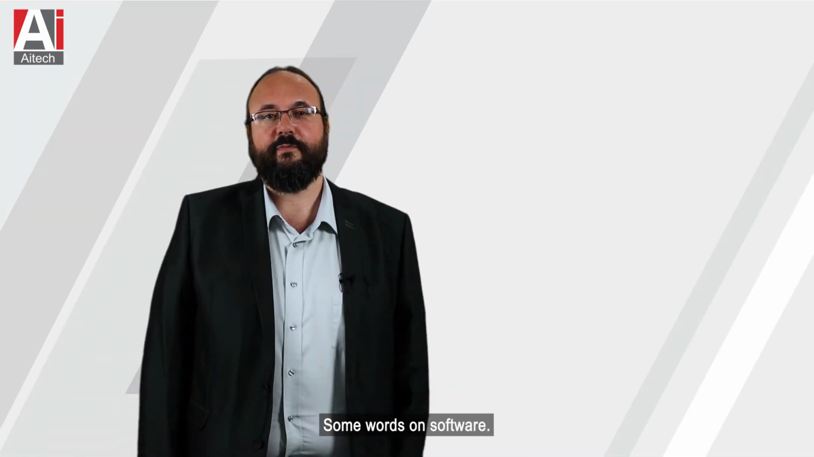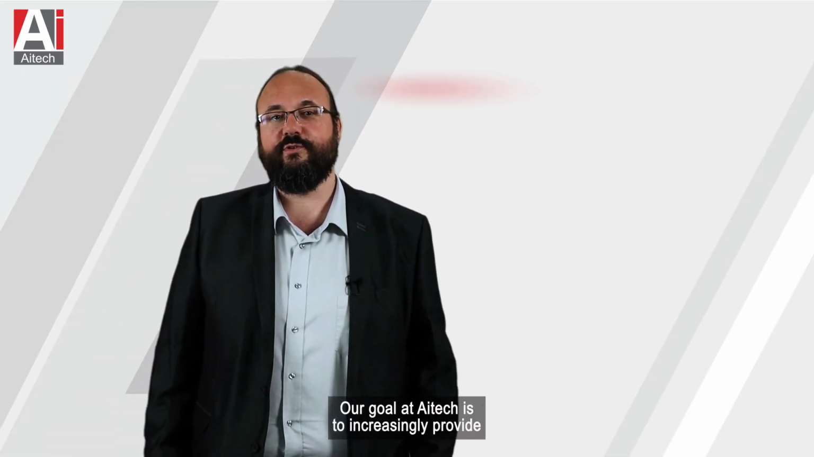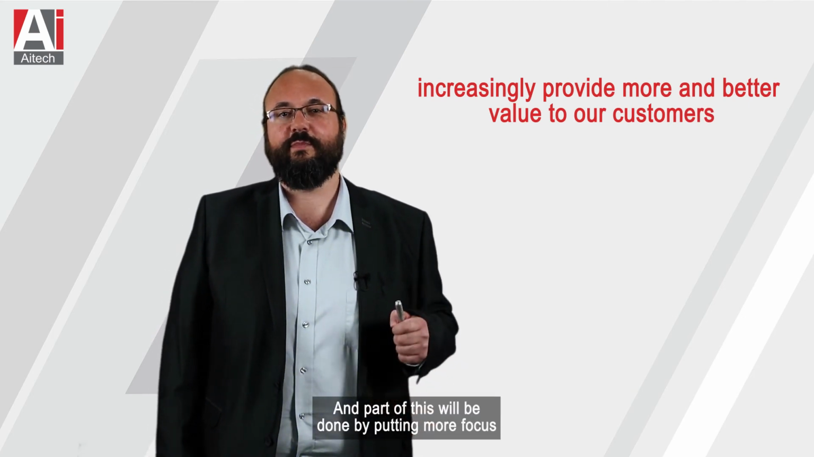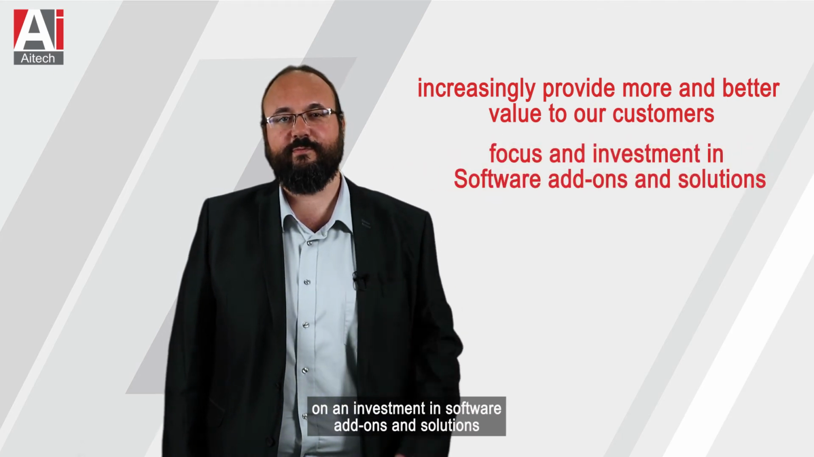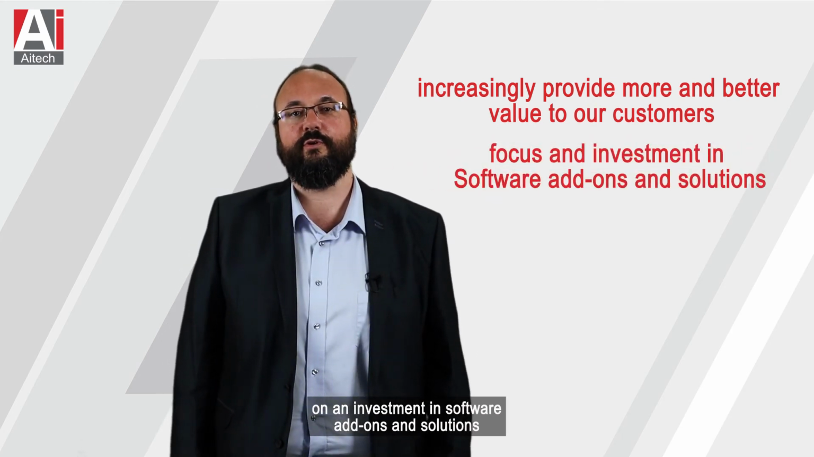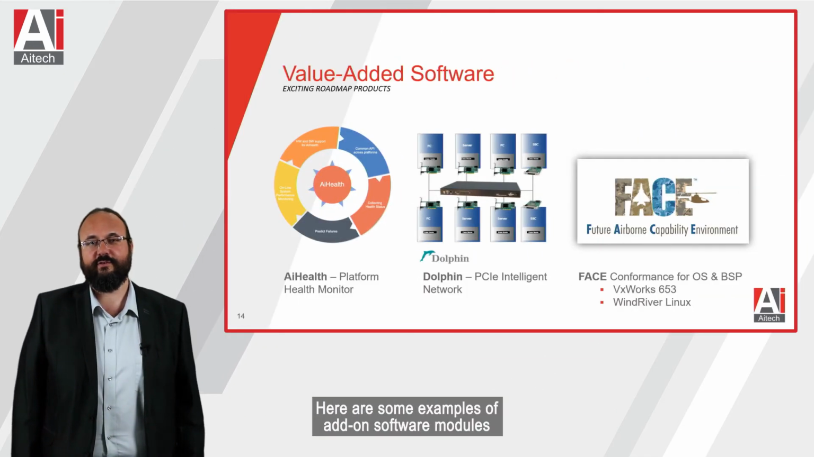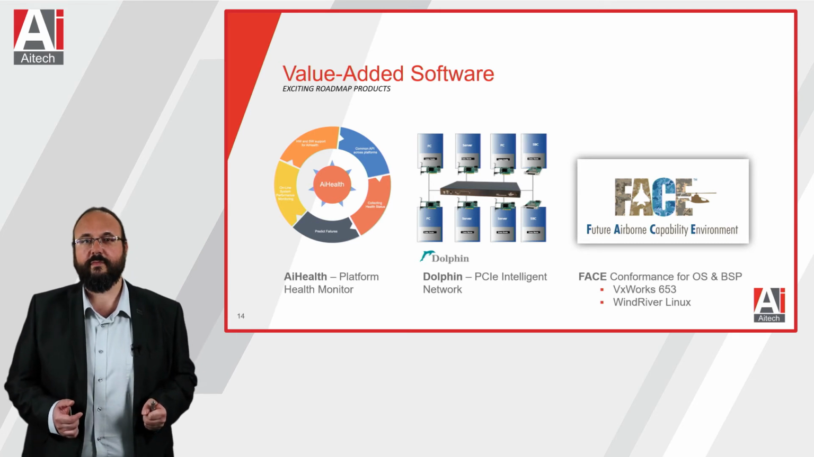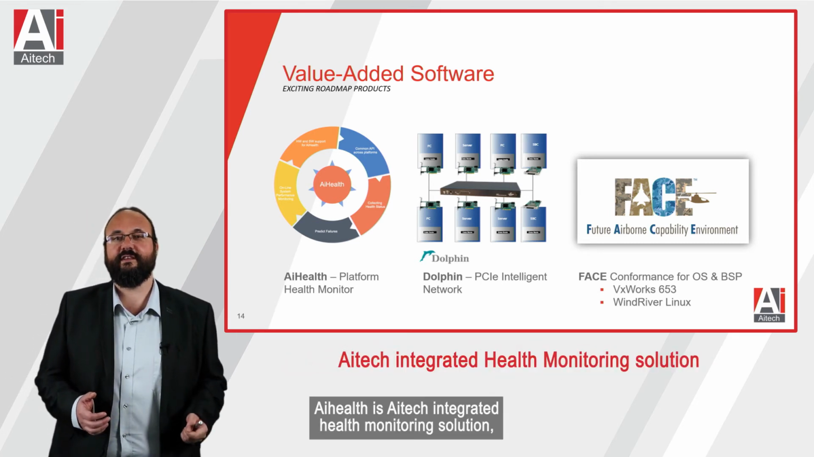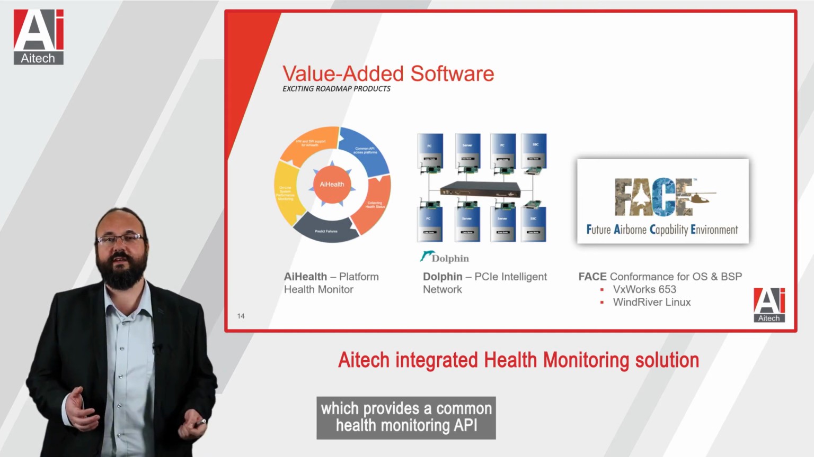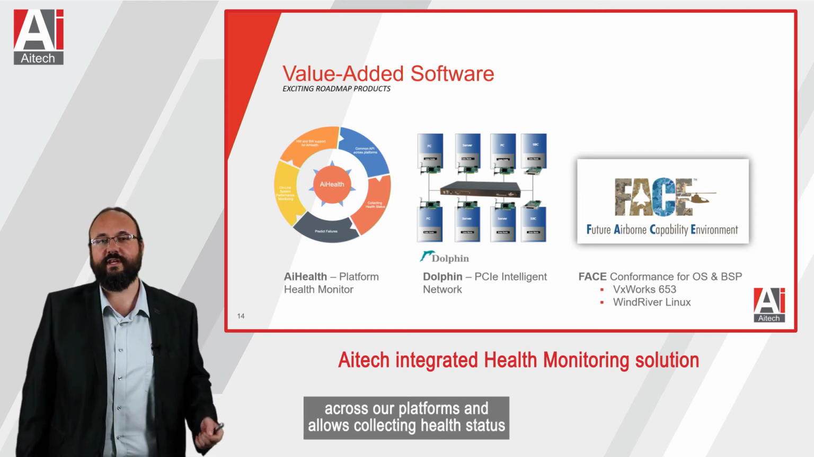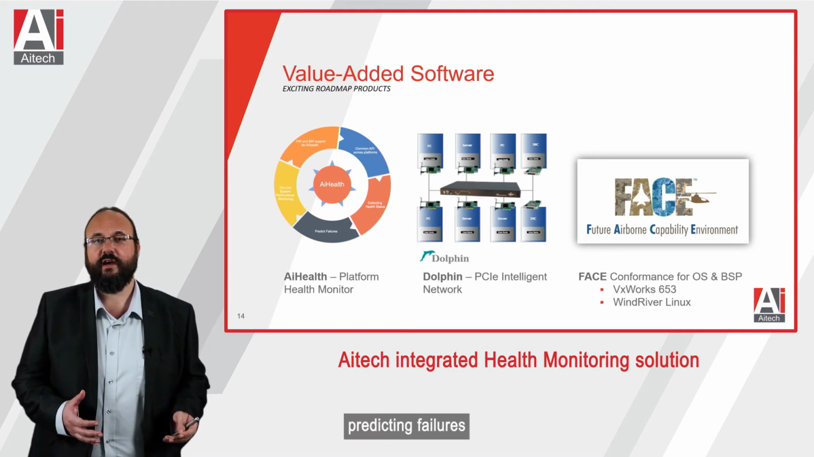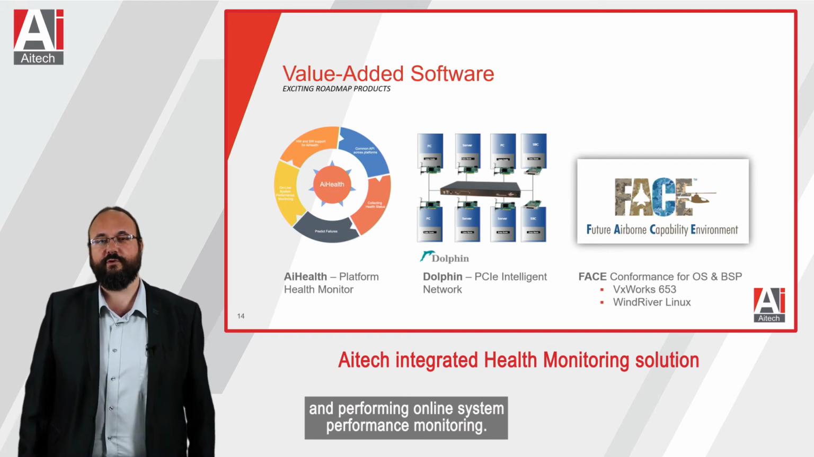Some words on software. Our goal at iTech is to increasingly provide more and better value to our customers. And part of this will be done by putting more focus and investment in software add-ons and solutions going forward. Here are some examples of add-on software modules we are planning to develop during 2021. iHealth is iTech's integrated health monitoring solution, which provides a common health monitoring API across our platforms and allows collecting health status from various hardware components, predicting failures, and performing online system performance monitoring.